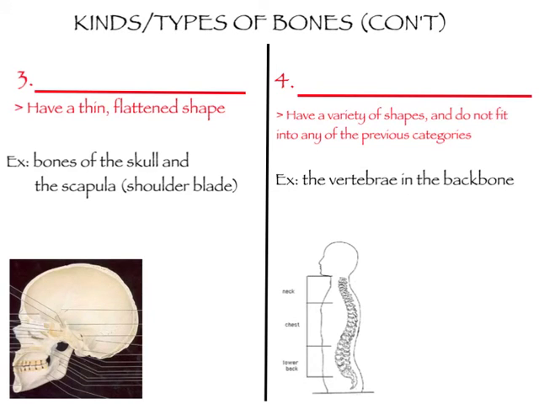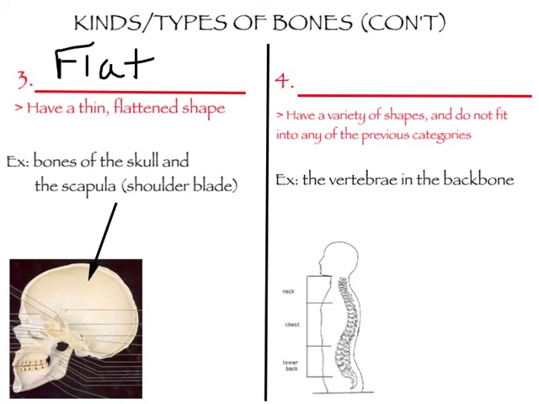The third type of bone that we're going to discuss are called flat bones. Now these are called flat bones very simply because they usually have a thin or flattened shape. They might have a slight curve to them, but they're usually thin and flattened. Good examples of flat bones are the bones found in your skull and also your shoulder blade, which is called your scapula. Now they do have a slight curve to them, but in general, they are relatively flat.